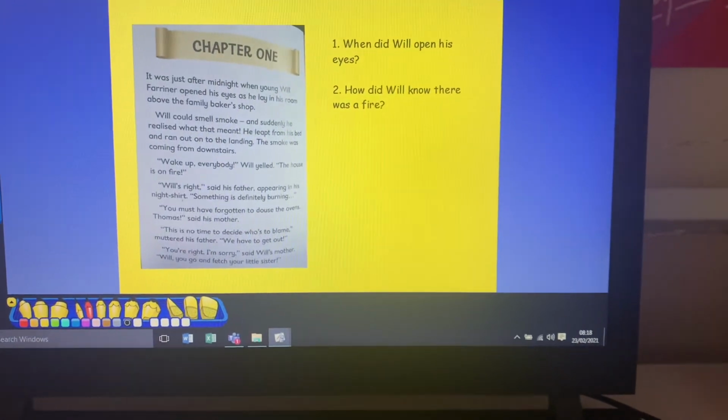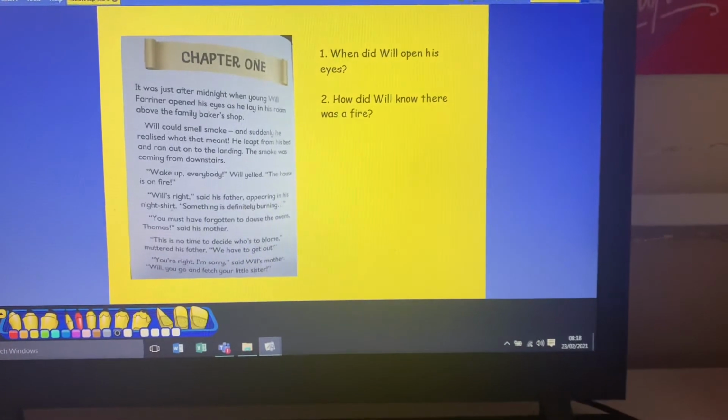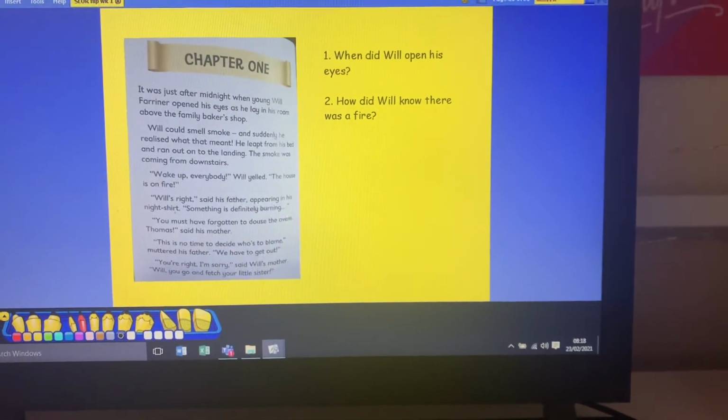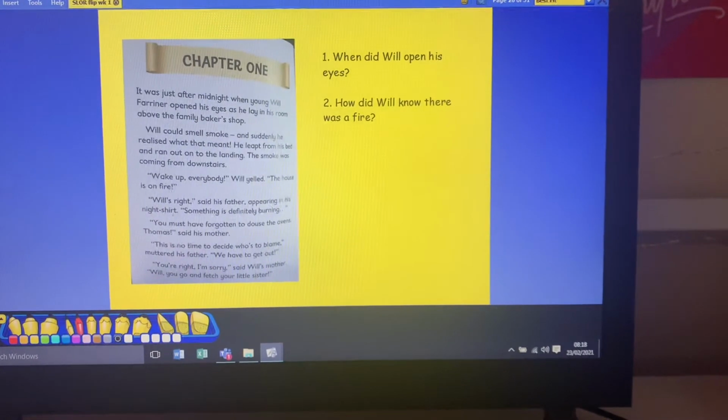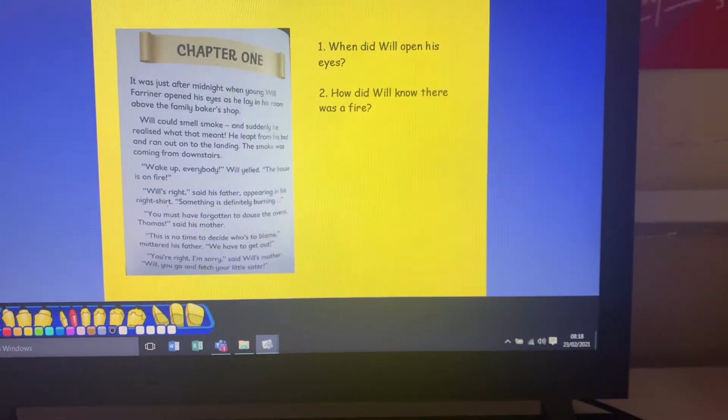So let's have a look at the story we read yesterday. Have a think and answer these questions. So when will Will open his eyes, and how did Will know there was a fire? So pause and answer these questions.